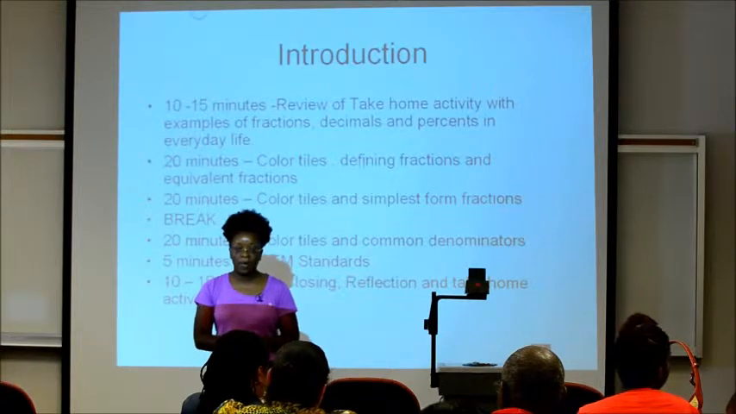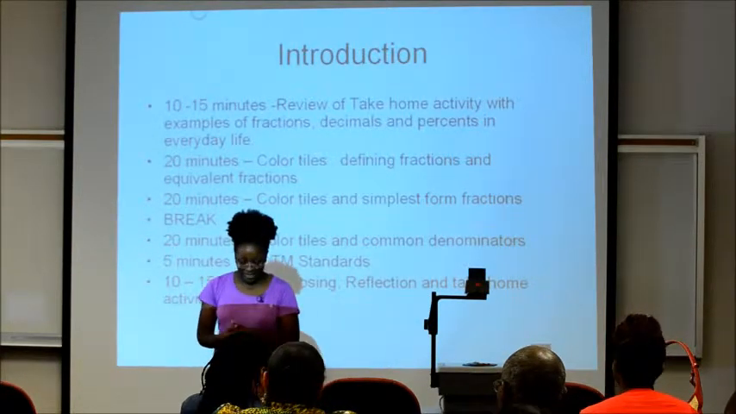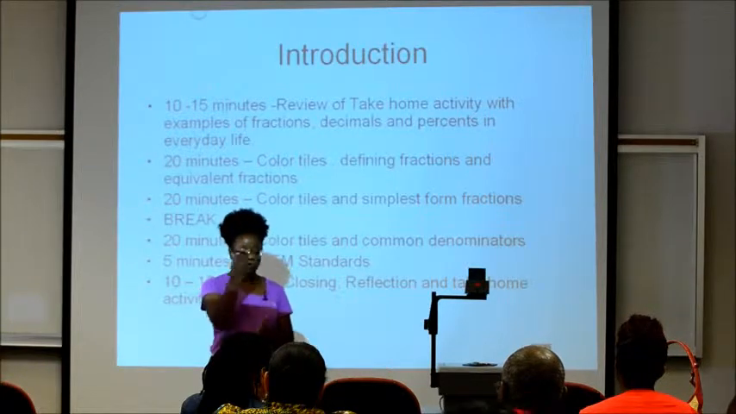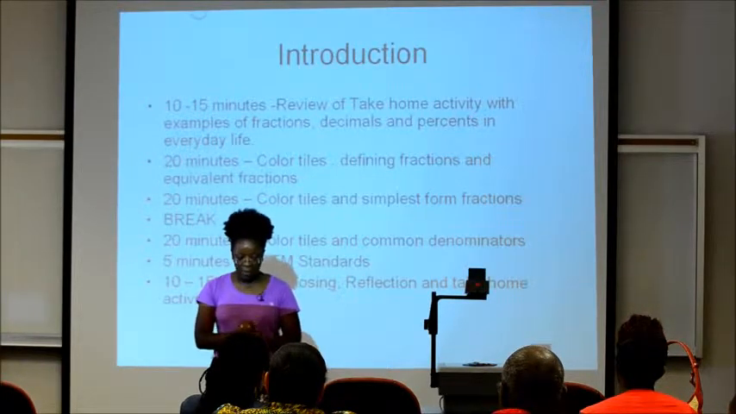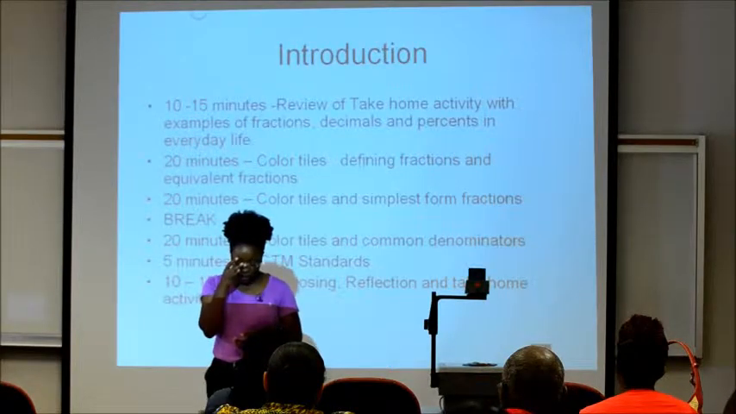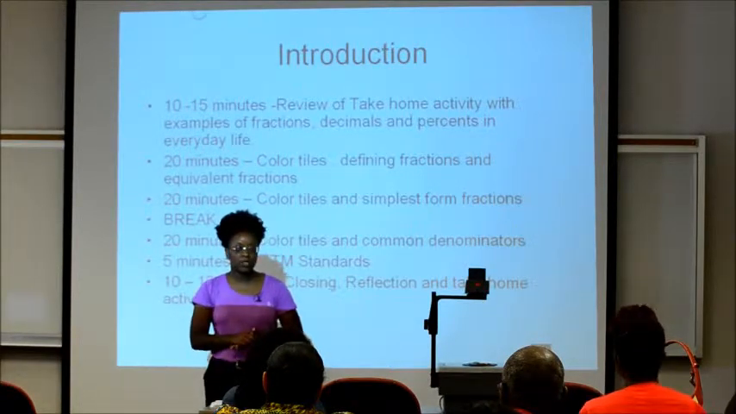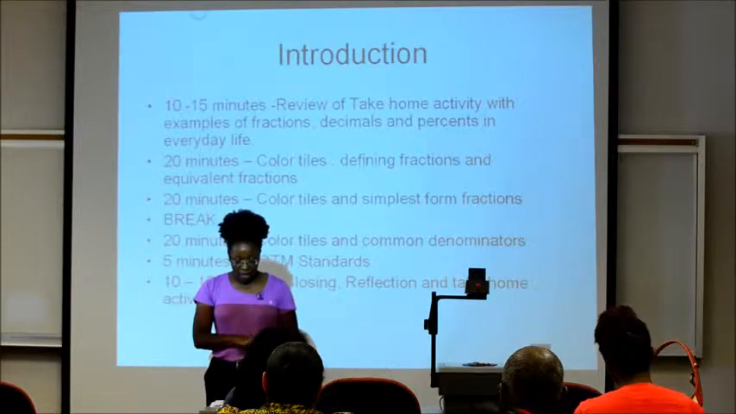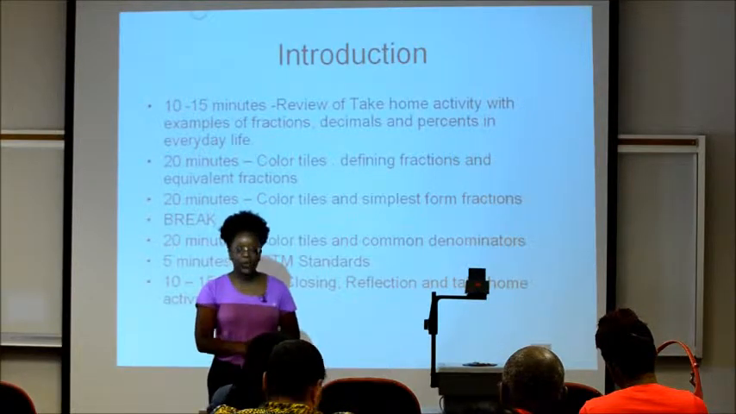Things such as folded paper, as Manaya said, measuring cups, food items, as a couple of people said, coins, and paper clips work just as well. The manipulatives used in this section are called color tiles. They are square tiles in 4 colors: red, blue, green, and yellow.